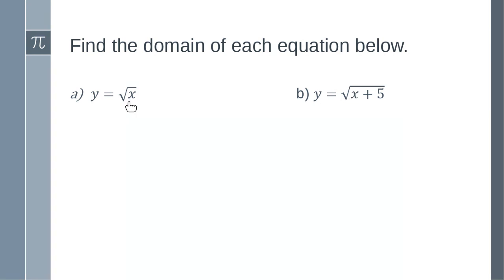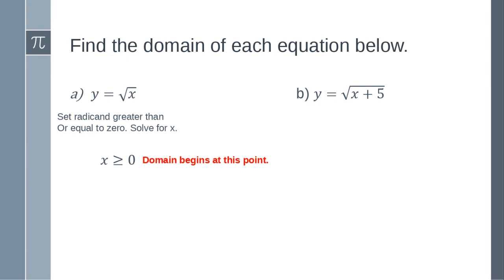So on this one, let's do this first one. We never want a negative value inside our radical. So our restriction for A is going to be all the numbers that are greater than or equal to 0. This is how we write it: x has to be greater than or equal to 0.